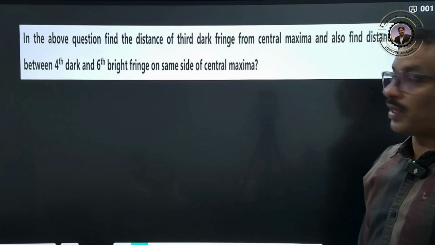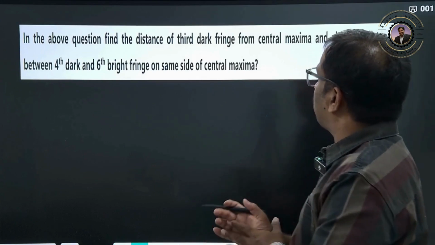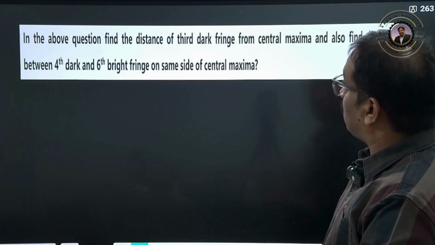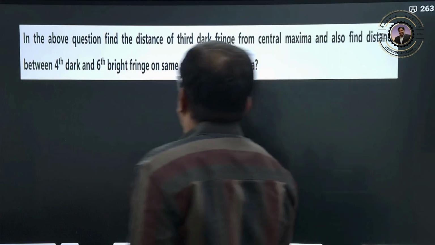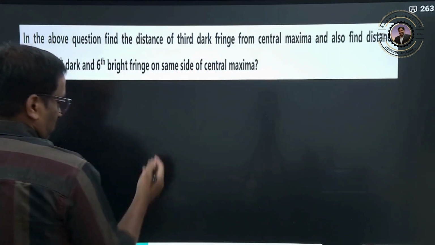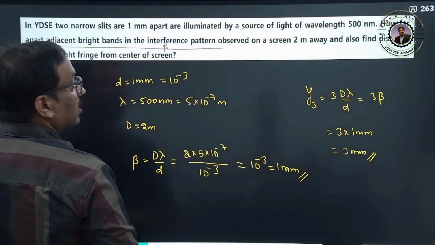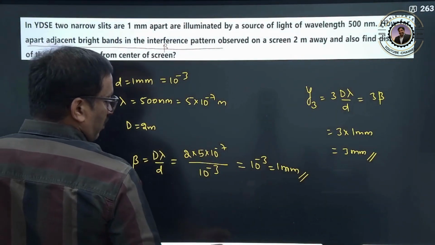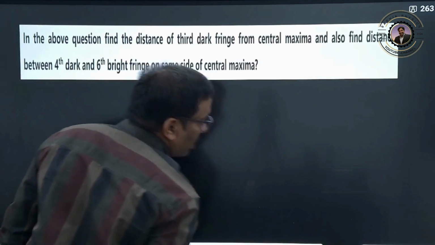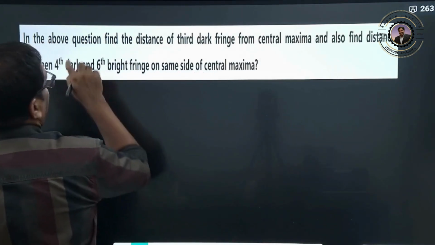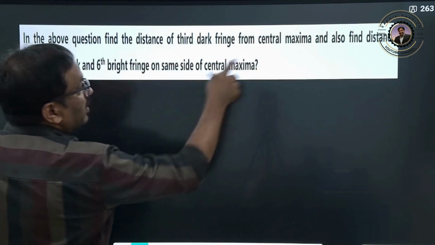In the above question, find the distance of the third dark fringe from the central maxima. Third dark fringe means what you have to do now? Also, from the above question, find the distance from the central maxima.